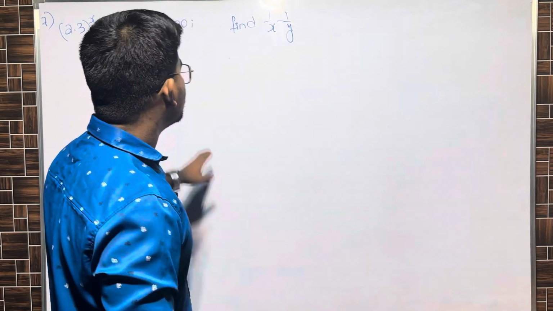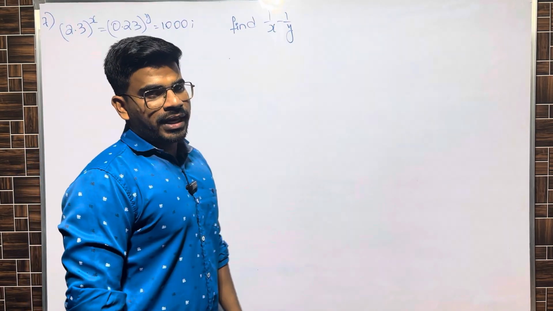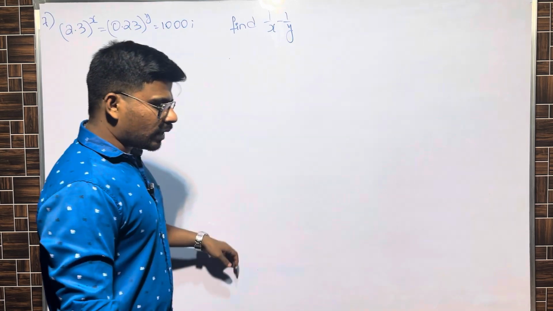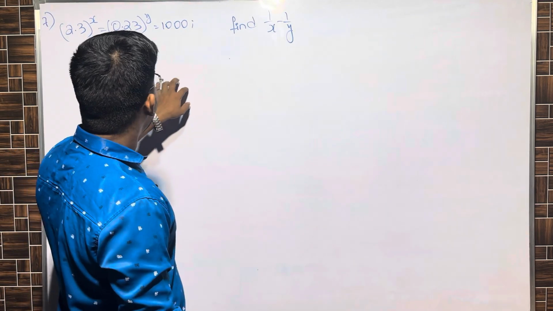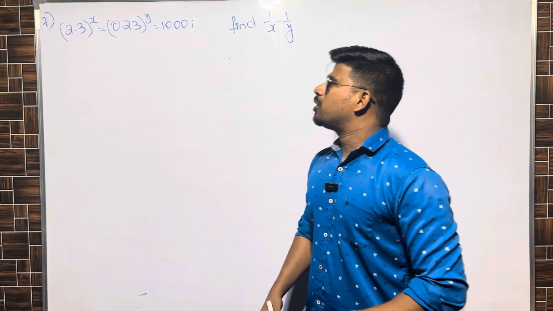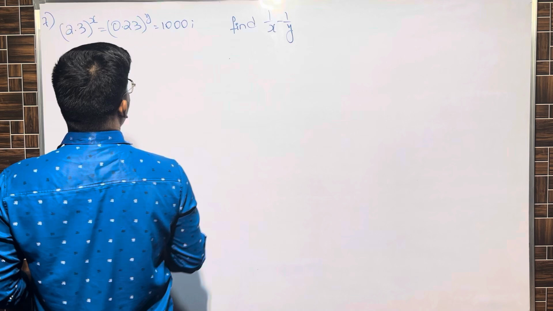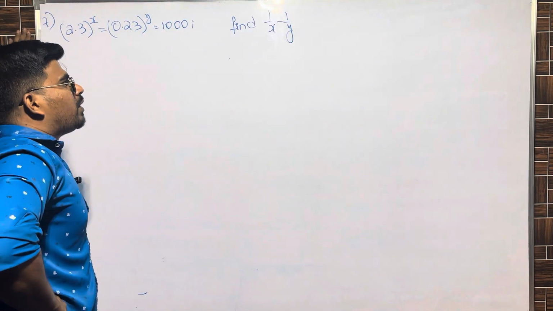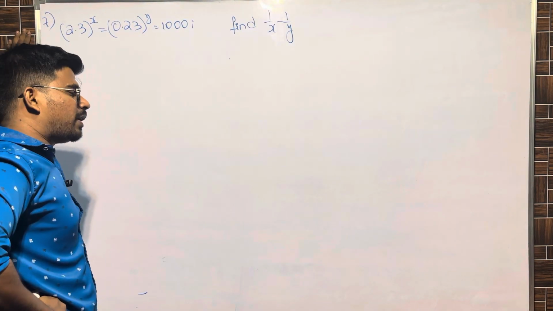Moving on to the next problem. Important question series from this series of questions. So from real numbers we have 1.5, we solved 2 problems. This is the third one. 2.3 whole power x is equal to 0.23 whole power y is equal to 1000. We have to find the value of 1 by x minus 1 by y.